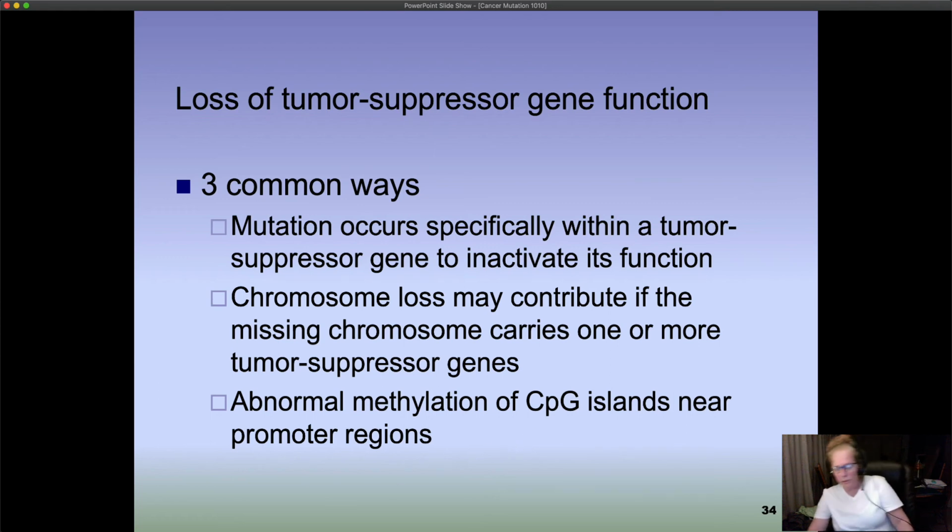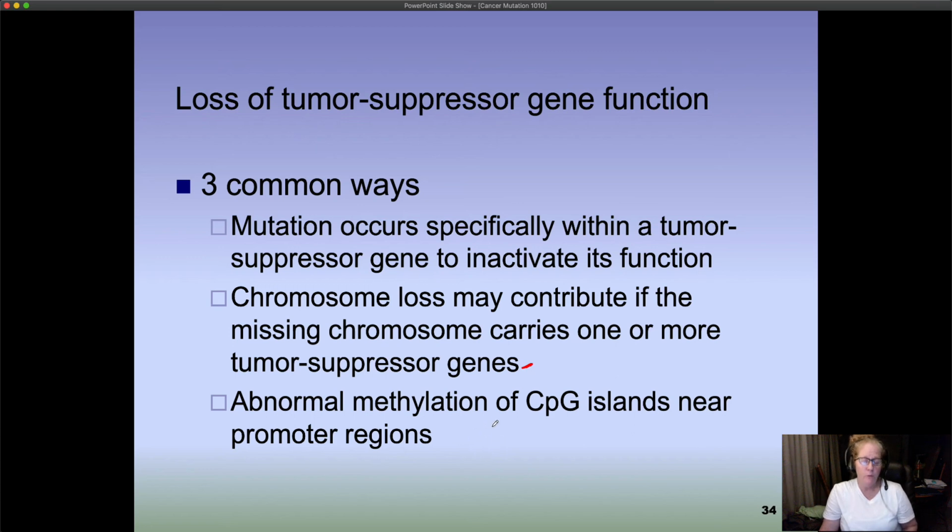So how do tumor suppressor genes lose their ability to regulate the cell cycle and to ensure that our DNA is properly base paired? The three most common ways: first, for a mutation to occur within the actual gene itself. That's like a missense, or even an insertion or deletion. This is going to cause the actual gene product to no longer function, so we lose a checkpoint. Second, the chromosome that carries the tumor suppressor genes may be missing. So this would be a chromosomal disorder.